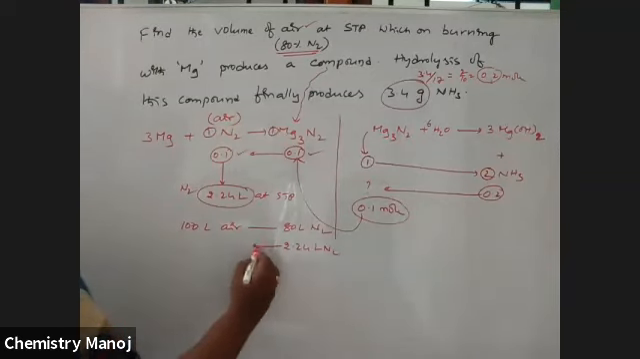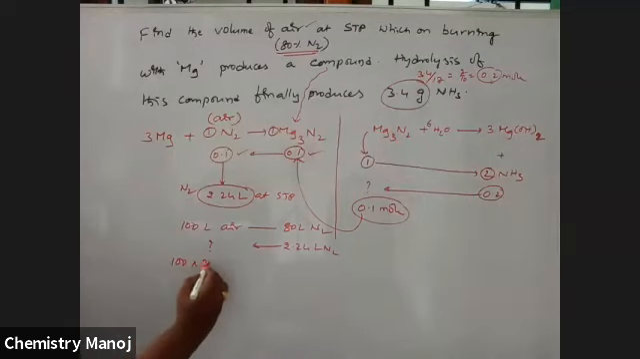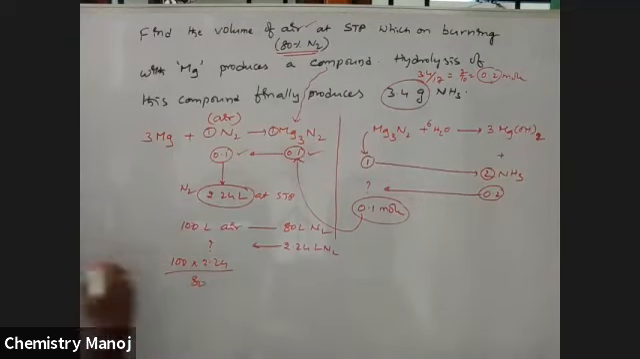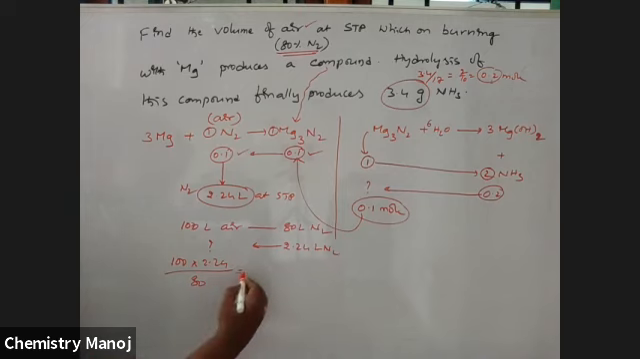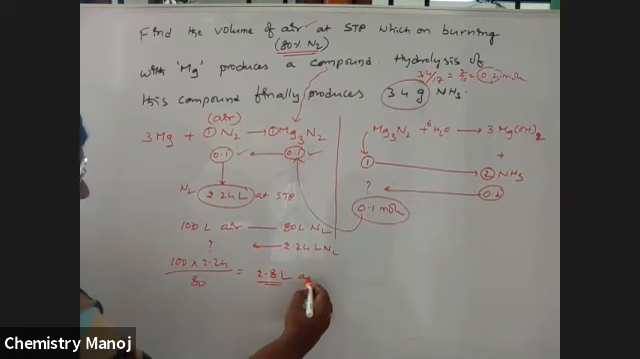2.24 liters N2. How much air is required? That is 100 into 2.24 by 80, which is equal to 2.8 liters air.